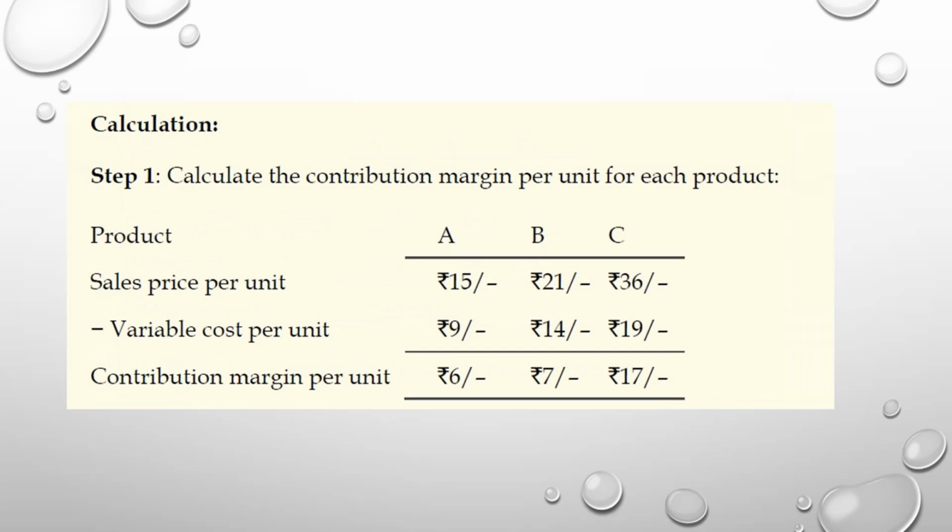So let's see what step 1 is. Step 1, we have to calculate the contribution margin per unit of a product. How to calculate contribution? The equation is sales price per unit minus variable cost per unit. So we will make a table like this: A, B, C. We'll write sales price and variable cost, both given in the question, and deduct. We will get 6, 7 and 17. Sales price minus variable cost gives us the contribution margin per unit.